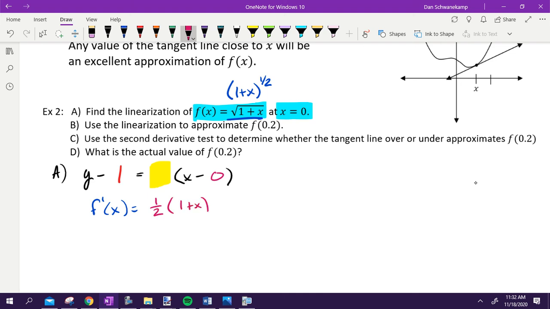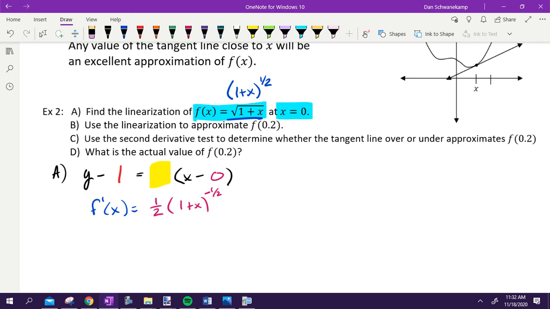Good. Yeah, 1/2 in front, 1 plus x here. What's my new exponent going to be? Negative 1/2. And then we would multiply by the derivative of the baby. The derivative of the baby is just 1. So, yeah, that's my answer. Good. Rewrite the baby, derivative of the baby. Don't forget about chain rule. It's been a minute, but we can do it.